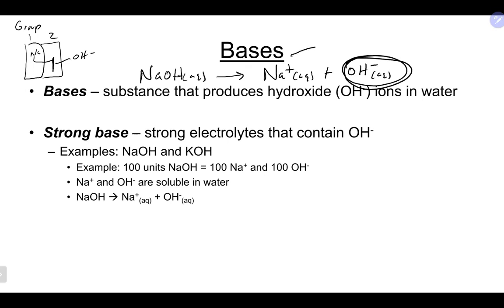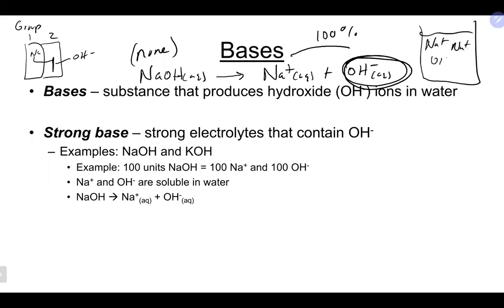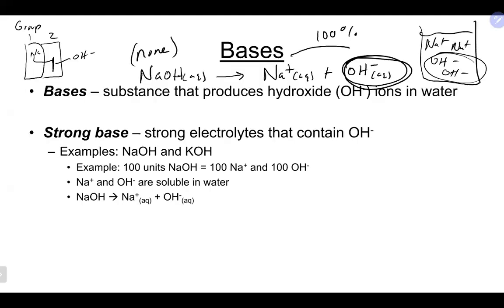Again, in solution, 100% of what you have are these ions. You have basically none of these units still together. They've all basically broken apart and are floating around. So in the beaker, you basically have sodium ions and hydroxide ions floating around. Again, it's the presence of those hydroxide ions which makes it a base.